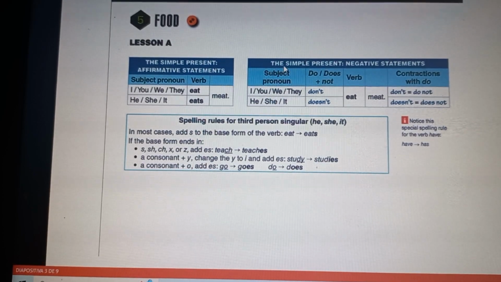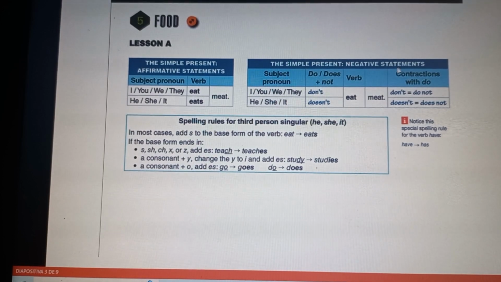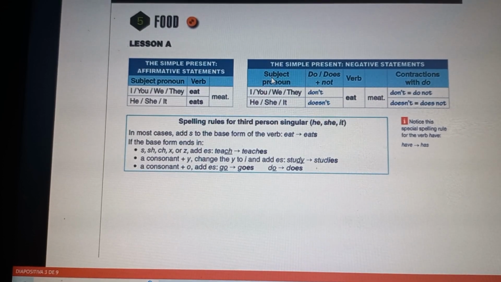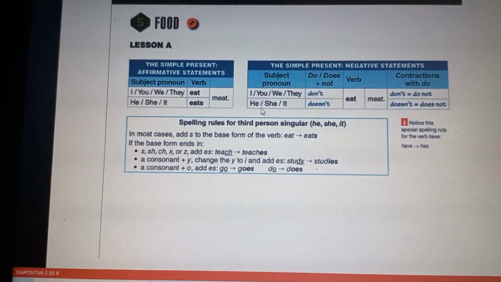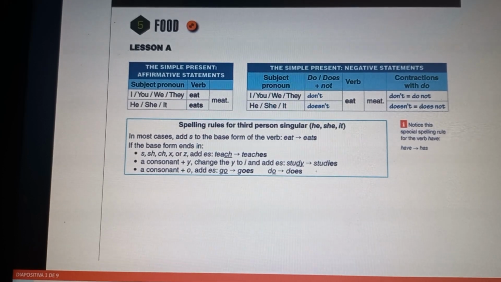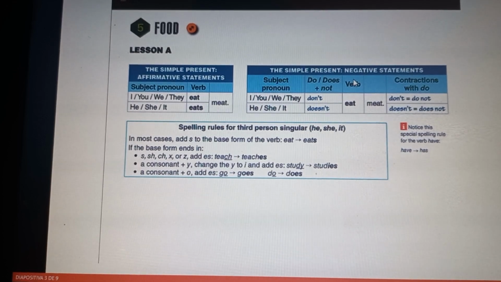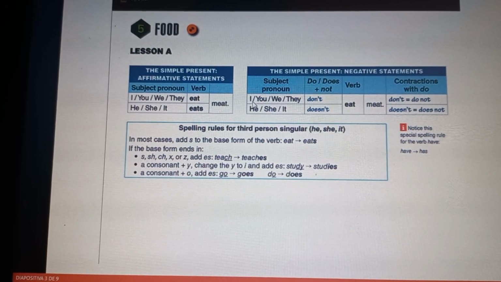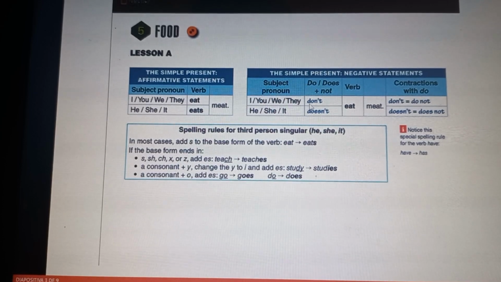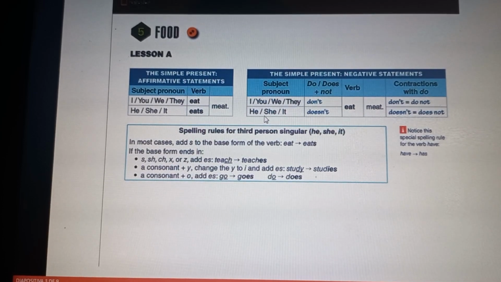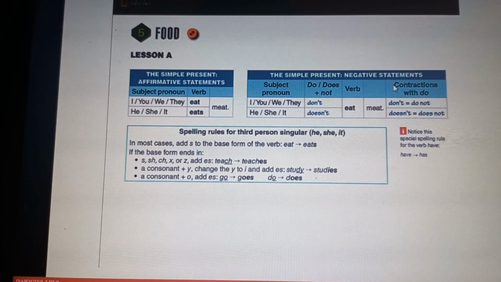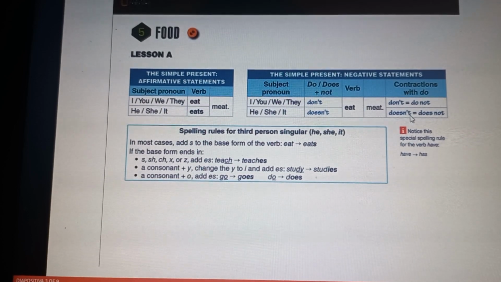Also, we have the simple present negative statements. Also, we have the subject pronouns I, you, we, they, he, she, it. And to form a negative statement, we have to use an auxiliary, do or does, plus not, and also the verb. I, you, we, they don't eat meat. He, she, it doesn't eat meat. Also, don't forget to use the contractions we do. Don't equals do not, doesn't equals does not.